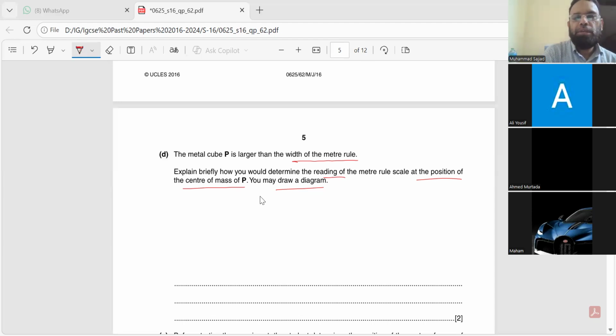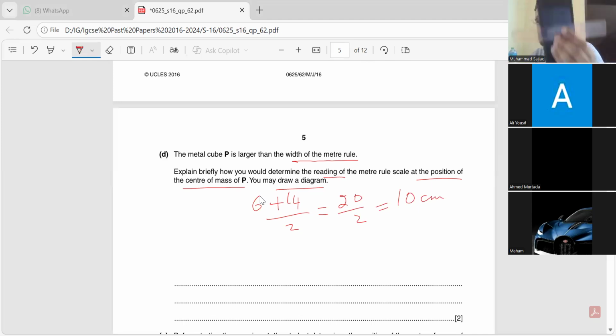So we will make it 6 plus 14 divided by 2. It means 20 divided by 2. It means the center of the calculator on this ruler is at 10 centimeters. Again, let's read the question. This is very important and we have to write it in our own words. But wait a minute, the metal cube P is larger than the width of the meter rule.